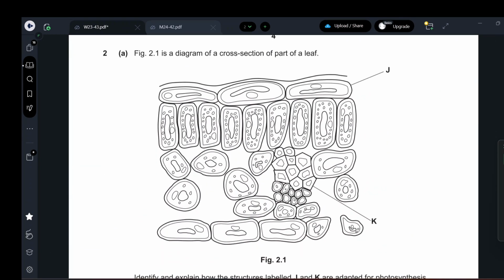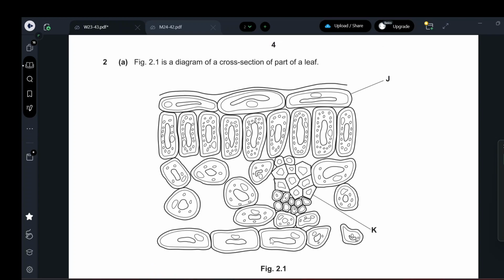Question 2, diagram of a cross-section of part of a leaf. Identify and explain how structures J and K are adapted. Easy question. The first layer of cells is the upper epidermis. So what about this layer on top? This is the cuticle. It's a waxy layer and it's not cells. But the upper epidermis, what does it do? It's a layer of flat, transparent cells to allow the light to pass to the palisade mesophyll.